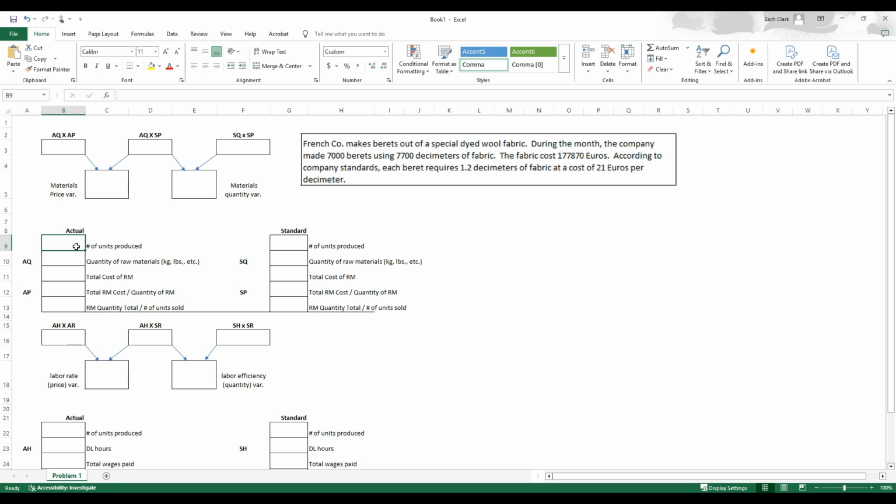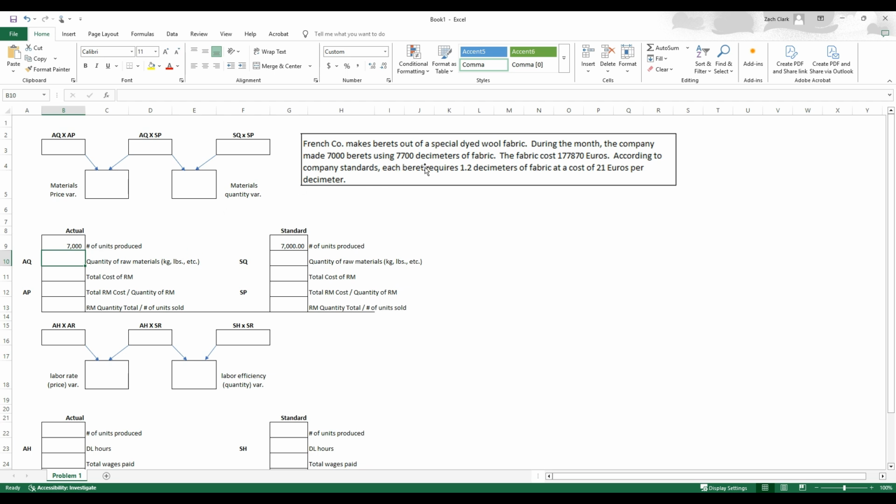Okay, so we made 7,000 berets, number of units produced. We made 7,000, and we're going to put that in both boxes here for standard and actual, because what we want to do is compare, if we had produced 7,000 at our standard rates, how would that cost compare to what we end up getting versus actual, and whether we had favorable or unfavorable performance.